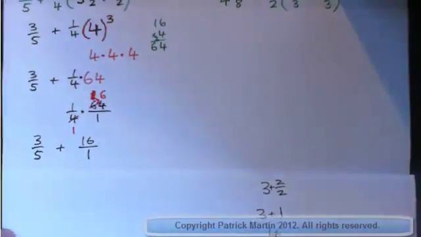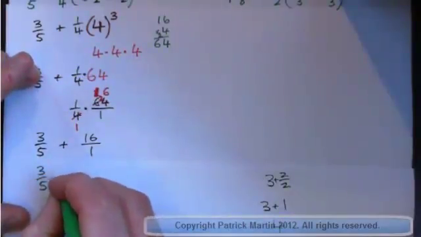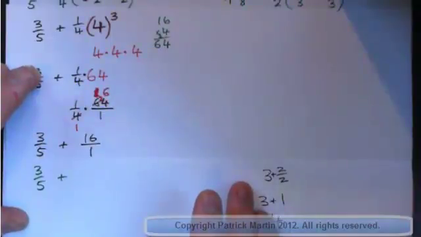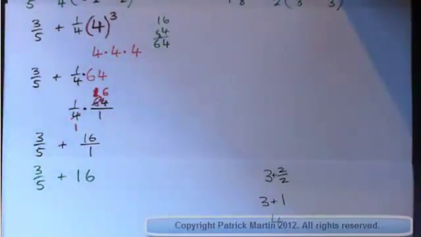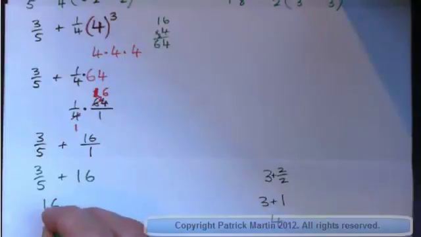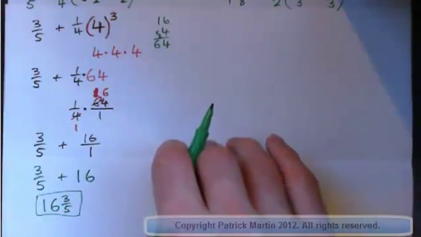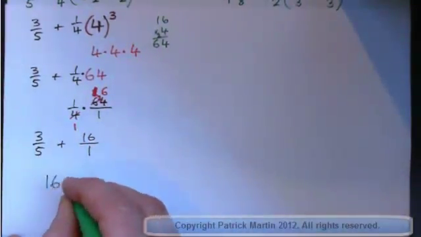Hold on a second. Let's look at this a different way. What's 3/5 plus 16? It is 16 and how many fifths? 16 and 3/5, isn't it? Yes, indeedy. 16 and 3/5, right? Why didn't we think of that? Well, maybe you did. So that of course just becomes 16 and 3/5.